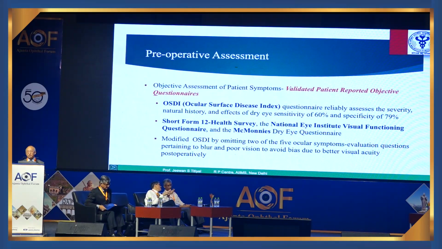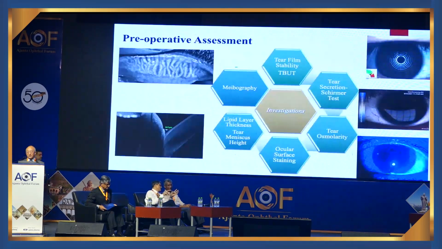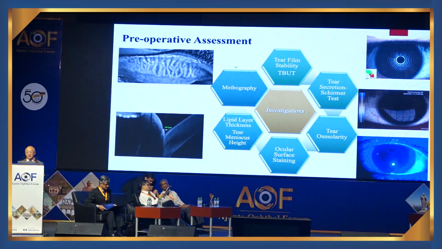One of the most important ones which we have been using is OSDI scoring, which we have also modified to make it faster and more effective. Subsequently, for those patients where you pick up dry eye, you can do further investigation. These are the investigations which might be done, especially looking for tear film stability, that is classical TBUT, which is the most important investigation for any dry eye or ocular surface disease. Otherwise, you can do a Schirmer's test, tear film osmolarity, which is not very commonly used, or you can do other ocular surface stainings: fluorescein, rose Bengal, lissamine green, you can do all these things.